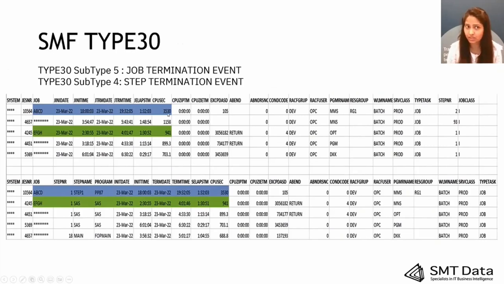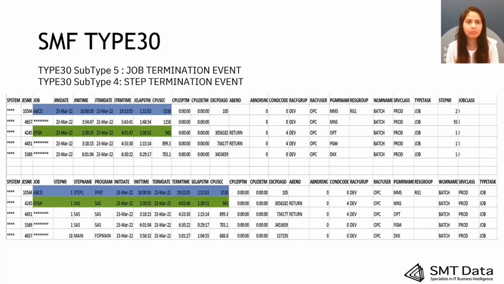3,530 CPU seconds. When I see such things, I will see what step and what program is using it, which you will get from the subtype 4, interval 30 record. Subtype 4 shows the same job and the same job number. You can relate the two data, and the step number 1, and the program is PP87, which consumed 3,530 CPU seconds.